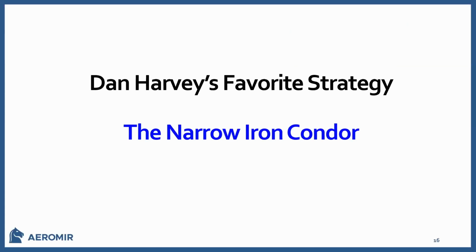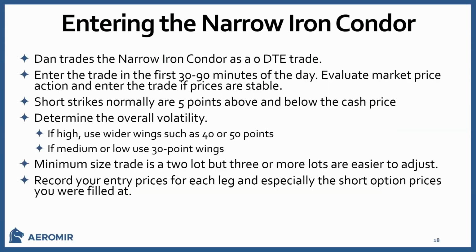And then let's talk a little bit about Dan's favorite strategy, the narrow iron condor. Now, we were just talking about this last hour in the Boxcar Zero DTE meeting, and Dan's been changing it a lot. So this is some of the new stuff, but even this is starting to become outdated, and I did it yesterday and the day before. So Dan's trading this as a zero DTE trade. And Dan, I know you said for the first 30 to 90 minutes, but I think today it was even before that. It was the first 21 minutes. So you're entering this a little bit earlier in the day.